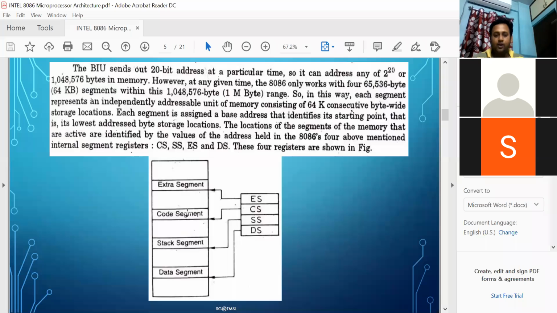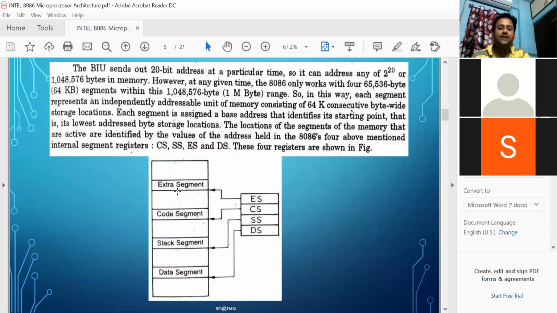Now each 64 kilobyte segment is used for specific functions. For example, the code segment is used to store the instructions. So programming code must be stored inside this segment. The data segment is used to store the data. The stack segment is used to operate the stack portion. The structural stack data can be stored in this position. The extra segment is also used to store the data. It is the extended version of the data segment. So each segment has a specific function.